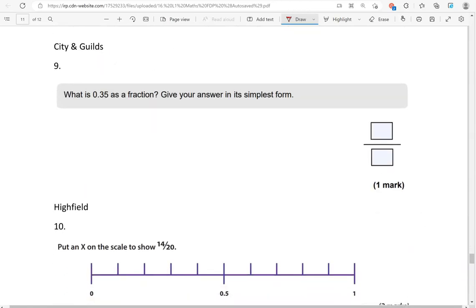What is 0.35 as a fraction? Give your answer in its simplest form. So 0.35, that is 35%. 35 pence, 35%. So 35%, that is 35 out of 100.